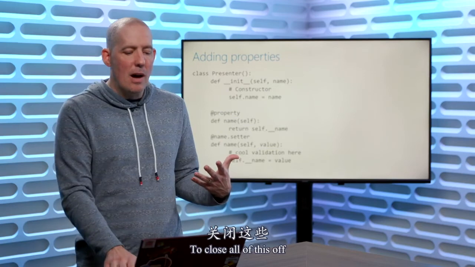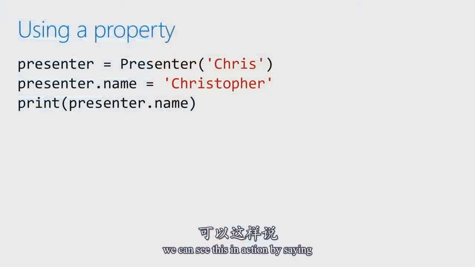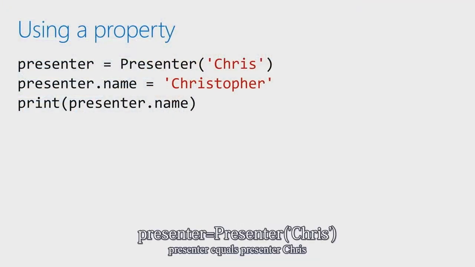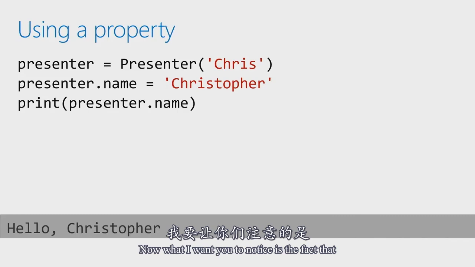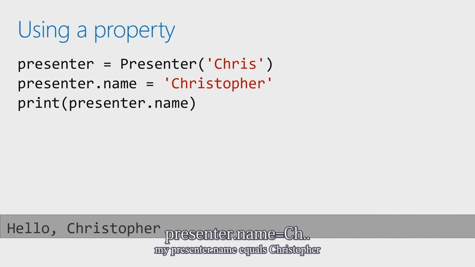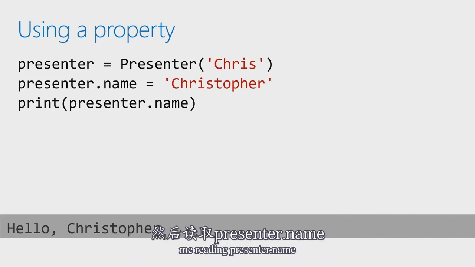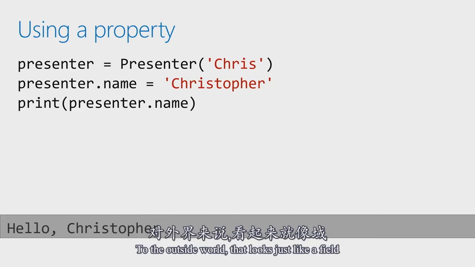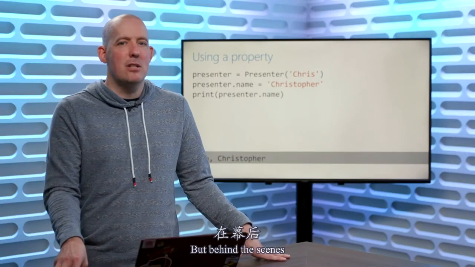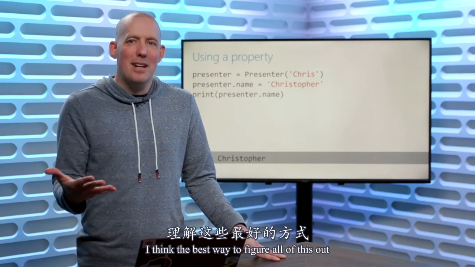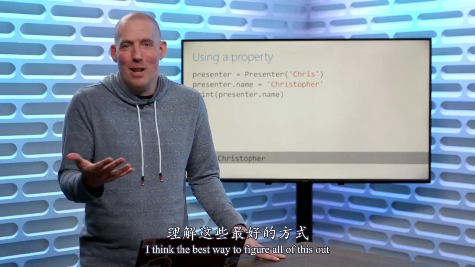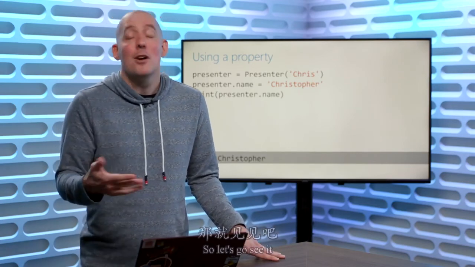To close all of this off, we can see this in action by saying presenter equals presenter Chris, setting the name, and then printing out that value. Now what I want you to notice is the fact that my presenter.name equals Christopher, me reading presenter.name, to the outside world, that looks just like a field, but behind the scenes, we're actually calling a function. I think the best way to figure all of this out is to actually see it. So let's go see it.